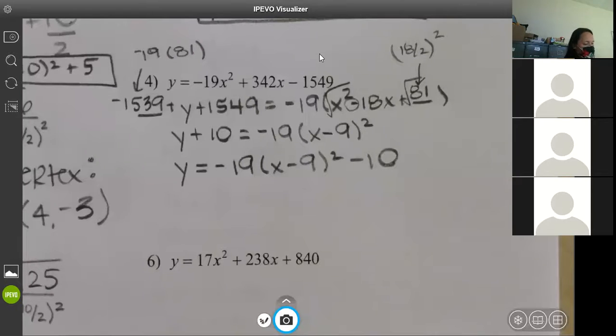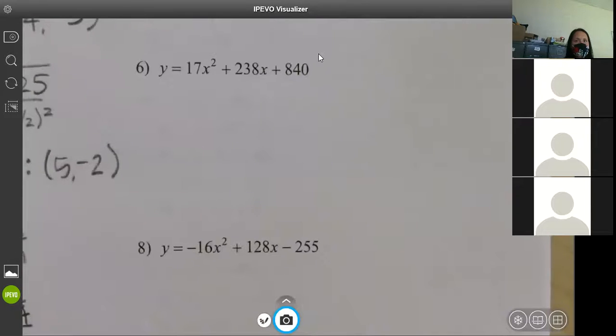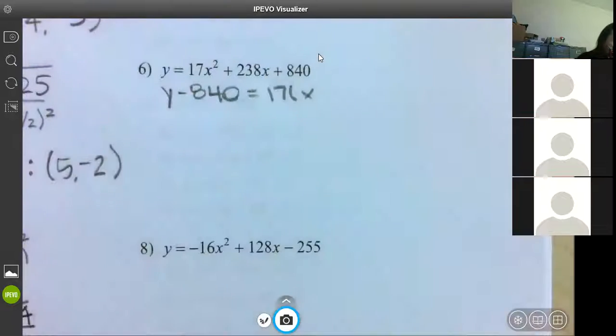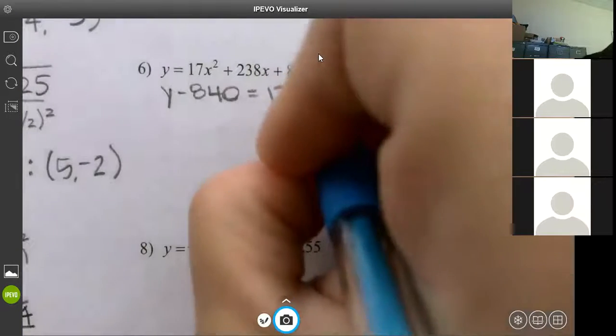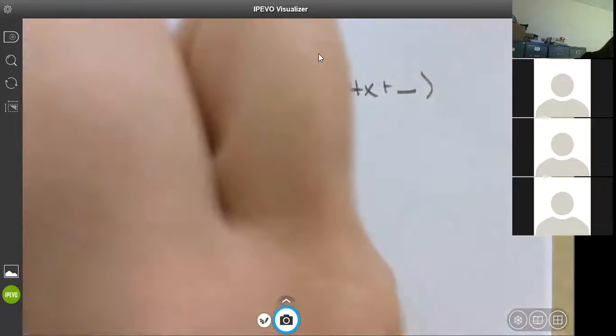All right. The next one, 3 more, guys. What do I do on this one? Move the 840, so minus 840, and then take out the 17. 238 divided by 17 is 14. So x squared plus 14x, and put in your blanks.